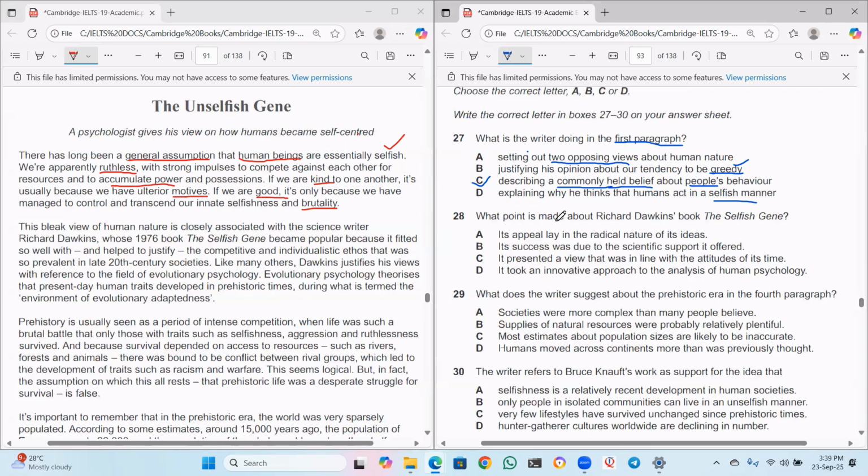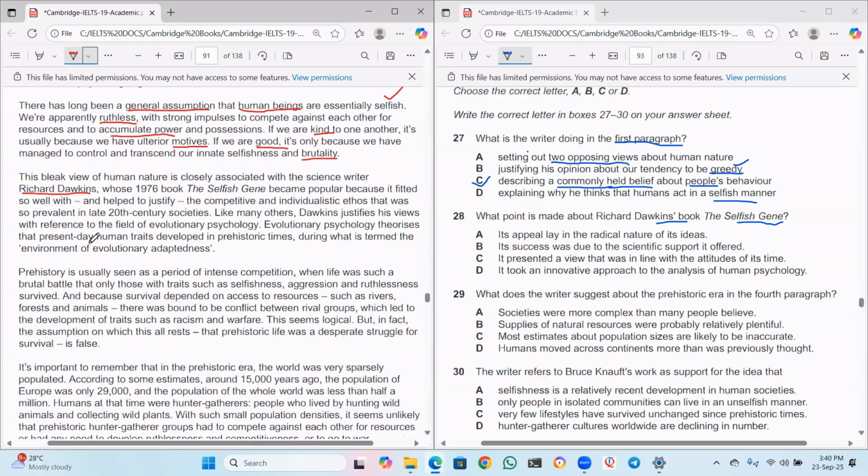What point is made about Richard Dawkins' book, The Selfish Gene? Okay. He's talking about this guy, Richard Dawkins. Where is this guy? He is in the next paragraph. So obviously we are going to look for this one. Okay. Right. So let us read this paragraph. This bleak view of human nature is closely associated with the science writer. Bleak view means a very bad view, not a clear view.